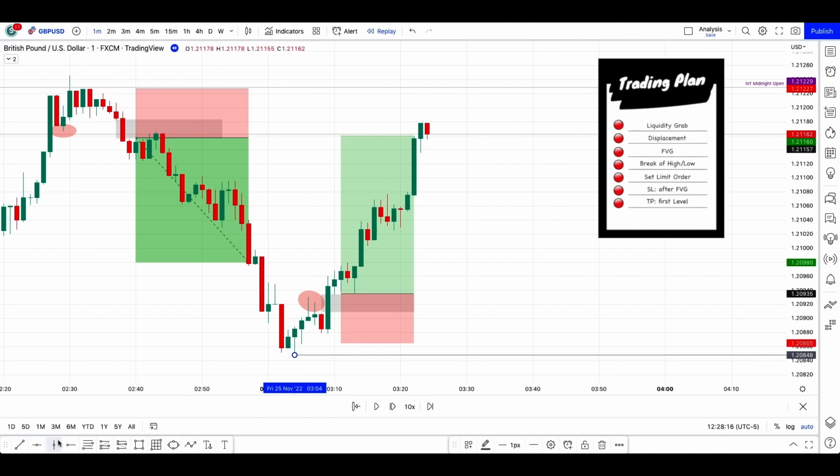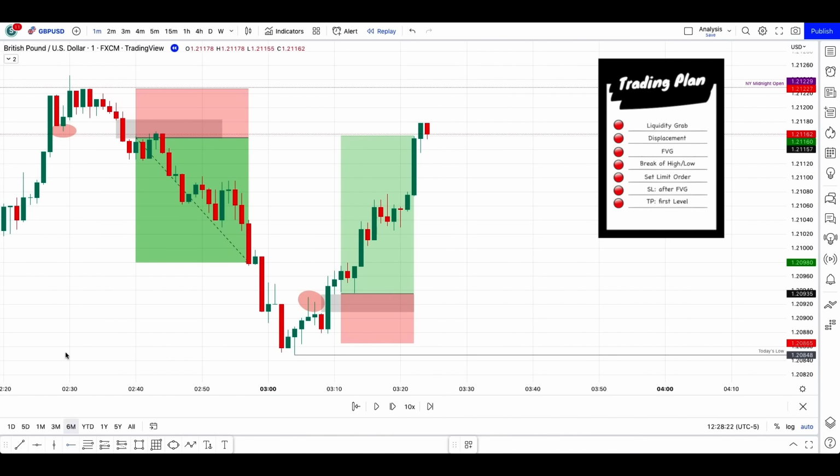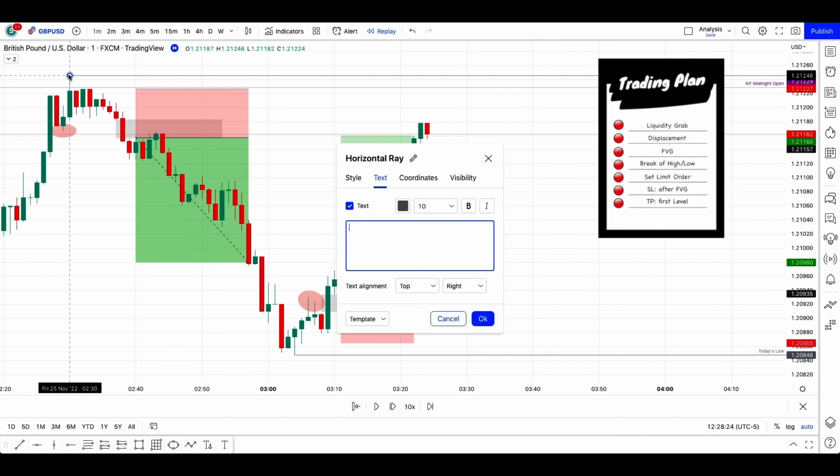Let's update the level. This is the new today's low. And the new today's high.